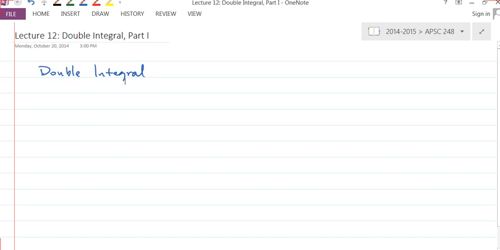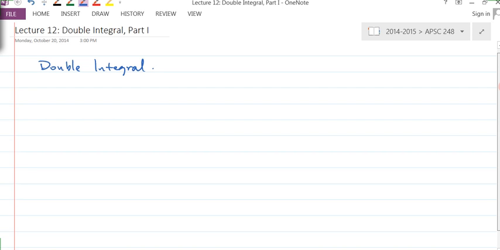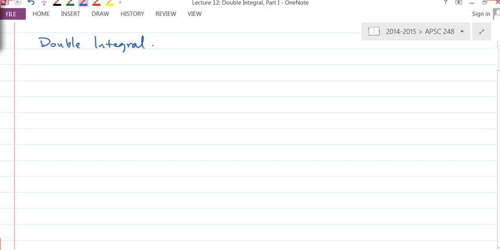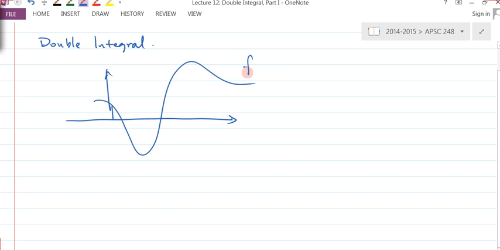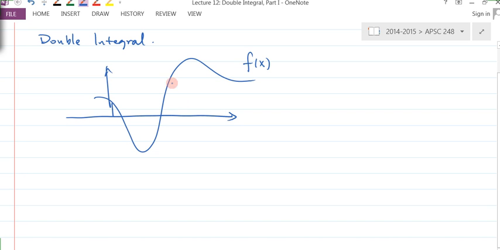Okay, double integral. So let's start from the single variable integral first. If you have a single variable function, maybe this is the function f of x here. What I need to go through first is what the integral means. When you do an integral, basically the idea is to approximate the area underneath this curve using the addition of a series of these rectangles that are here, right?